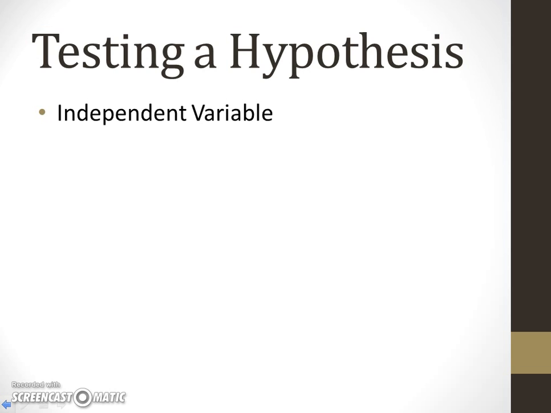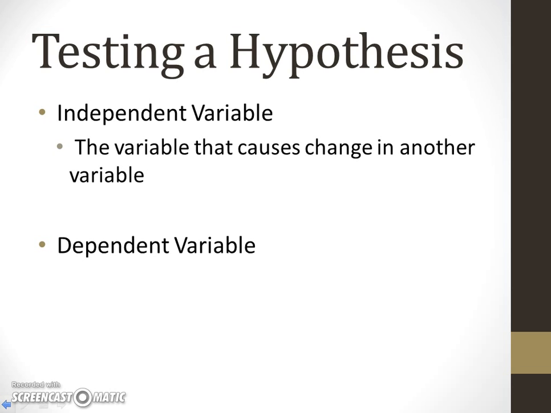And there's some important information that you need for those experiments. So you need an independent variable and a dependent variable. The independent variable is the variable that causes change in another variable. It's also called the manipulated variable. So that's the one that you change, that's being manipulated. For example, time is constantly changing. Time is independent because it doesn't depend on anything else. So time is your manipulated variable.